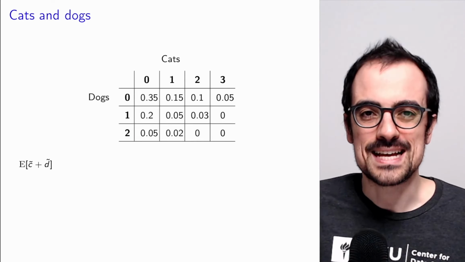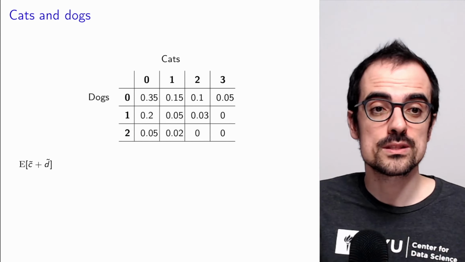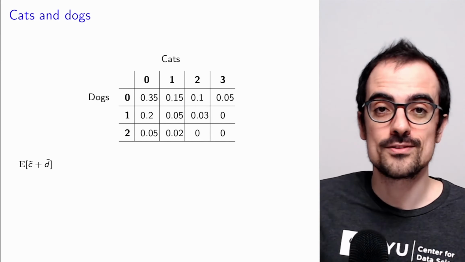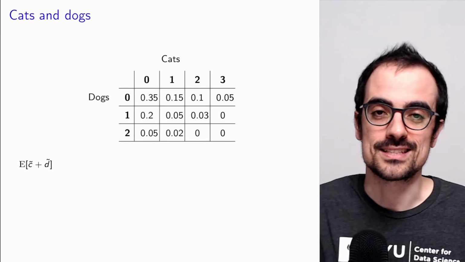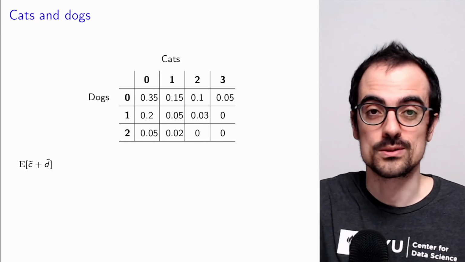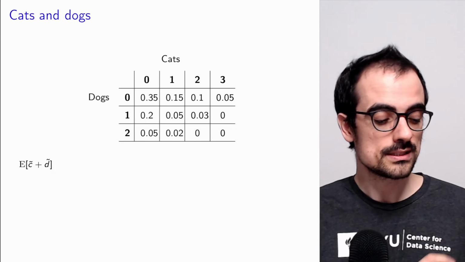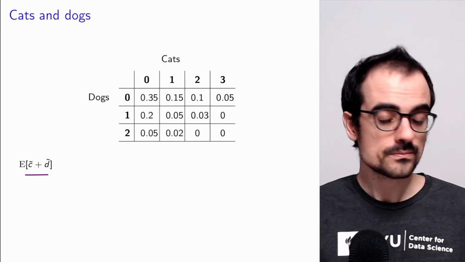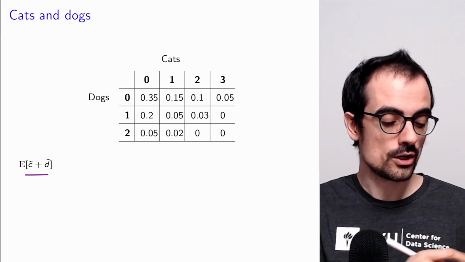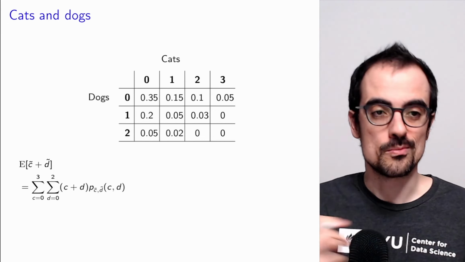Let's do an example with two random variables. Here we have the joint PMF of the number of cats and dogs that are in households in a certain city, and we're interested in the mean of the sum. So what are we going to do? We're going to consider all the possible combinations.